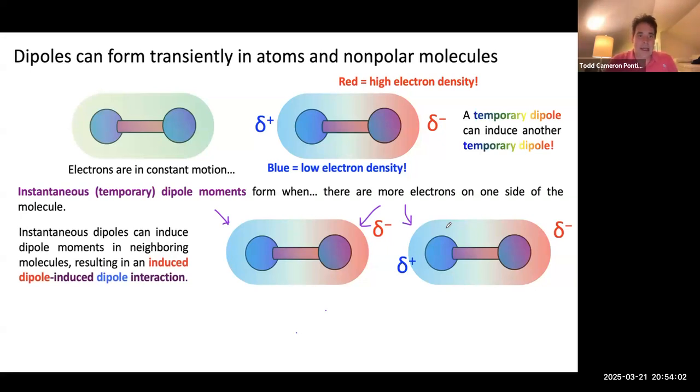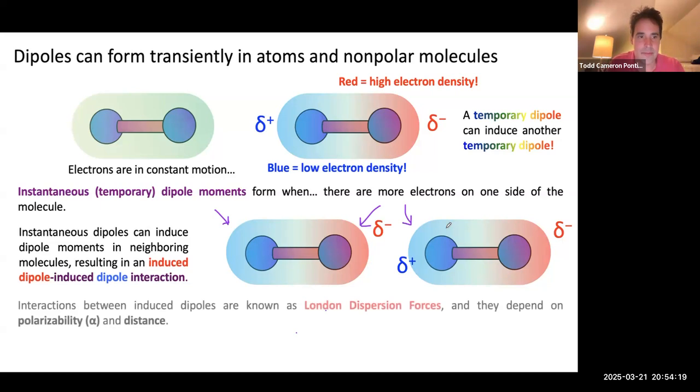So these are called instantaneous dipoles, and instantaneous dipoles can induce instantaneous dipoles in neighboring molecules. And we call these dipole-induced dipoles, because you have the temporary dipole inducing another dipole. Interactions between induced dipoles are known as London dispersion forces, and they depend on the polarizability of the molecule and the distance between these interactions.